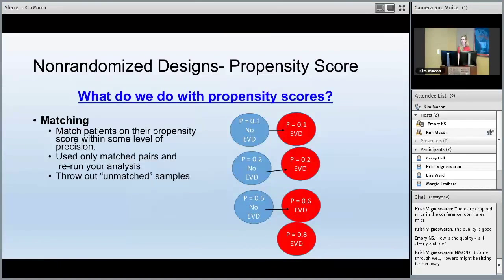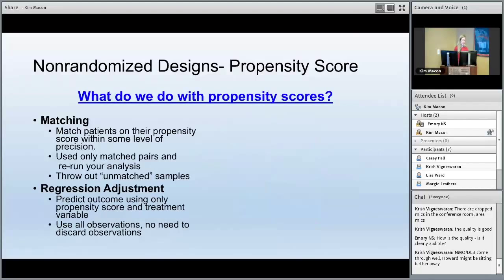So matching is probably one of the most common ways. What you do is you match patients on their propensity score. So I find a patient that has a 10% chance of getting an EVD, but they didn't get one, and I match them to someone else that had the same probability of getting an EVD, but they actually got one. So it's almost like they were randomized, right? Same thing here and here. The problem is that patients that you can't match get thrown out of your analysis. So a lot of times you reduce your sample size with matching.